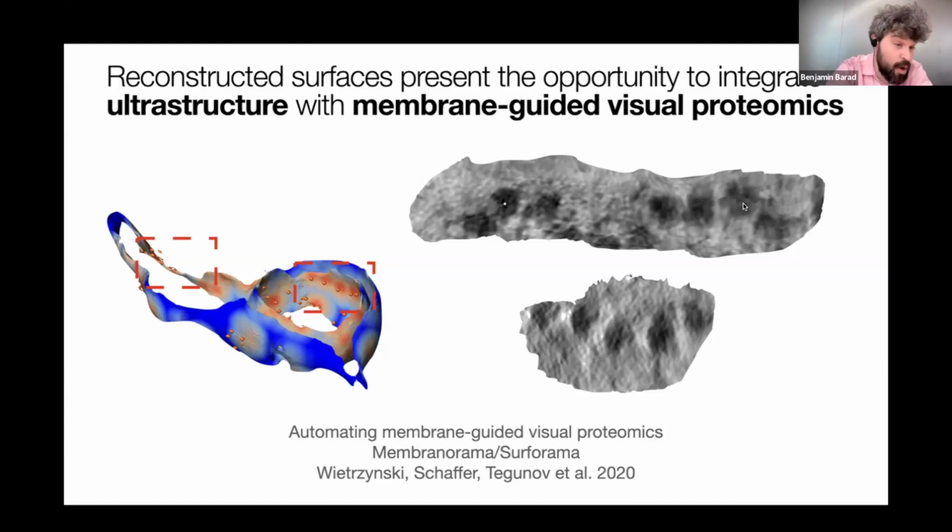But this works for smaller proteins. It works for a lot of different things. And, in my opinion, this is going to be one of the best ways forward for finding proteins that are sparsely decorating membranes.